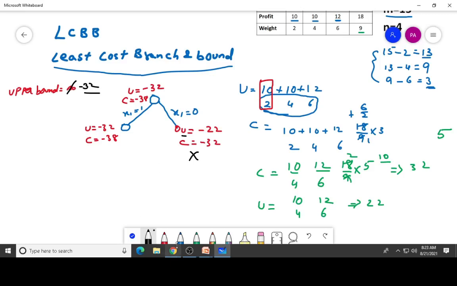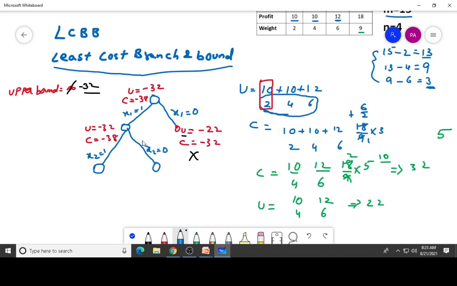Fine, so this is done. If we include the first item, we will get this. If we exclude the item 1, we will get this one. Okay, the next one. Here if I include the second item, x2 is equal to 1. Here if I exclude, sorry, that is 0. Okay, include and exclude.